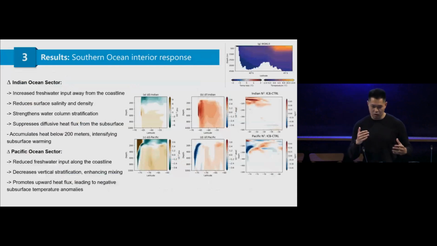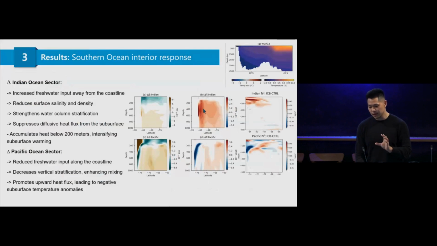All right, now we have a clearer understanding of this chain of response of the ocean to the fresh water forcing. In the Indian section, we have more fresh water, then reduced surface salinity and density, which causes stronger stratification, and this suppresses the diffusive heat flux from the warmer subsurface to the colder surface. That's why heat accumulates below 200 meters, and that's why we have this subsurface warming.